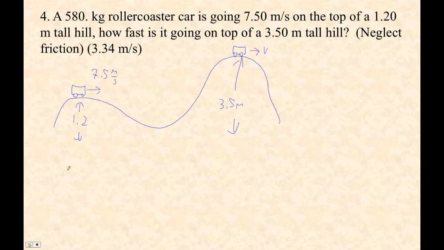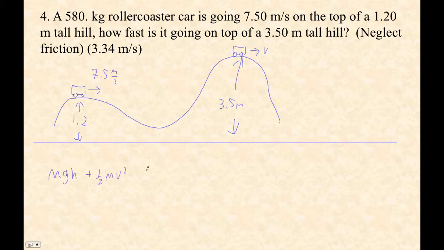Okay, now one way to do this is to say that that hill is not 3.5 meters tall, that hill is what, 2.3 meters tall above this. But I'm just going to go with the numbers that are given here, okay? So here it's got potential and kinetic, that is it's on a hill and it's moving. So we have mgh plus 1/2 mv squared is, in this case, also mgh. It's on a hill, right, and it's moving.